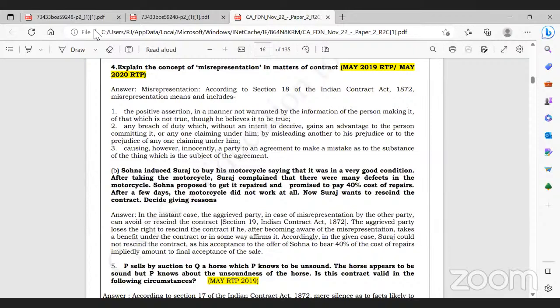But anyway, read the answer, Viksha, quickly. In the instant case, the aggrieved party, in case of misrepresentation by the other party, can avoid or resign the contract. This is misrepresentation. And also there's an implied condition as to merchantability in the Sale of Goods Act. You cannot give a defective item. Remember, we had done one case, Jackson versus Rotax Motor, where the horns were dented. Correct? Okay, doesn't matter. So this is misrepresentation. You write this. If you want, you can write one more line: it can also be interpreted under the Sale of Goods Act. Okay, go to the next question.